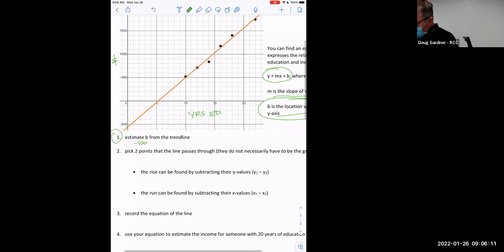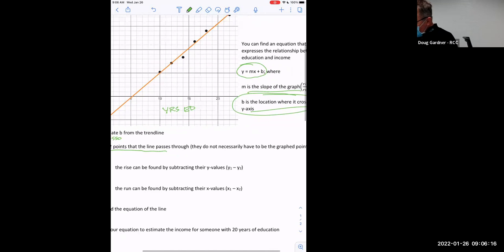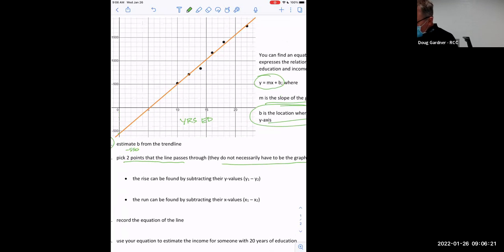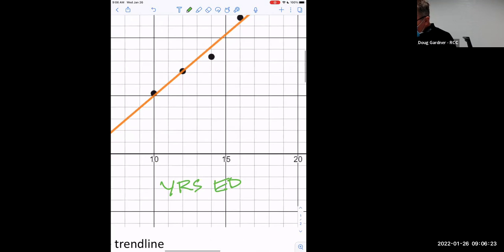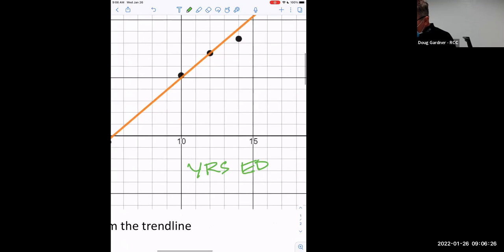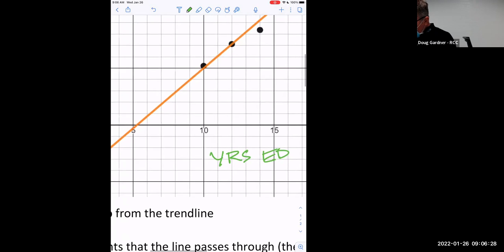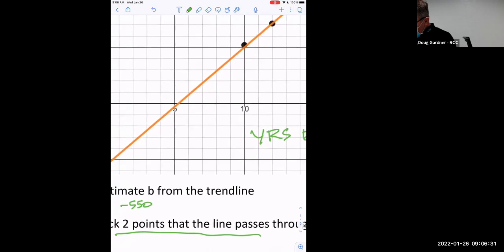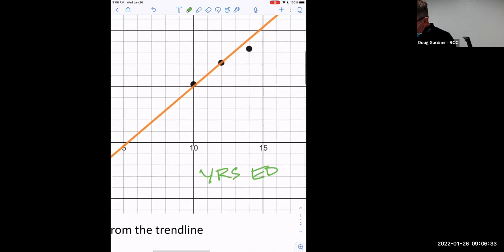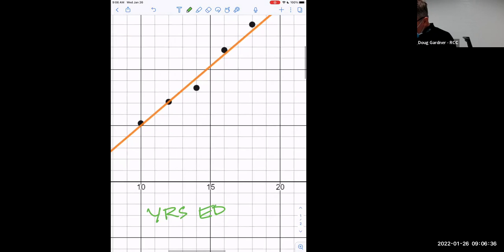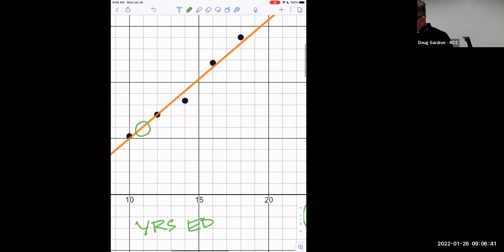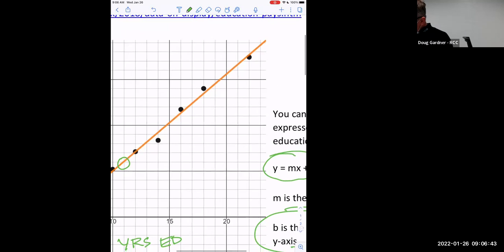Now, notice what I said second. Pick 2 points that the line passes through, and I said they don't necessarily have to be the graph points. Would you agree that this one is actually pretty decent? But again, I'm looking for places where it really crosses in a nice, easy place for me to count. This one's not bad. Do you agree with that? Are there any other ones that are pretty good? This is a pretty hard line. It looks like it's kind of missing all the points.